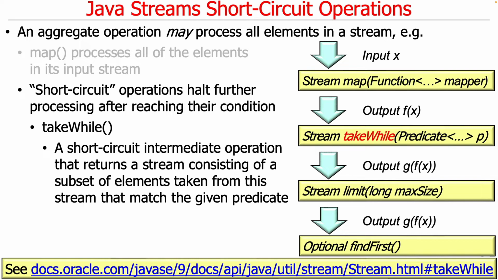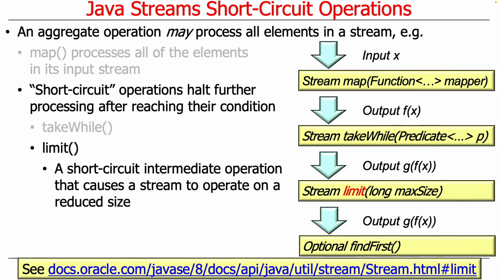So let's take a look at an example. There's one example called takeWhile. takeWhile is a short-circuited intermediate operation that returns a stream consisting of a subset of elements taken from this stream that match a given predicate. What it's basically saying is, while the predicate is met, take the elements from the input stream. But once the predicate is not met, stop and ignore all the other elements in the stream. So that's an example of takeWhile.